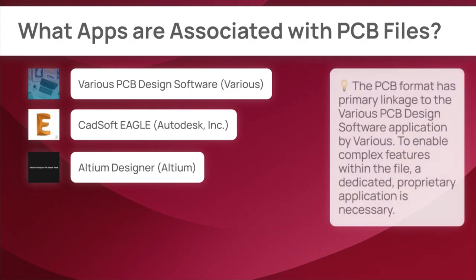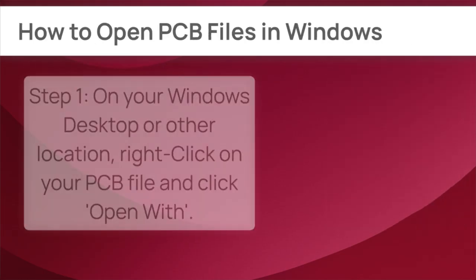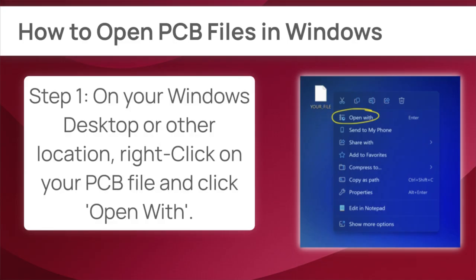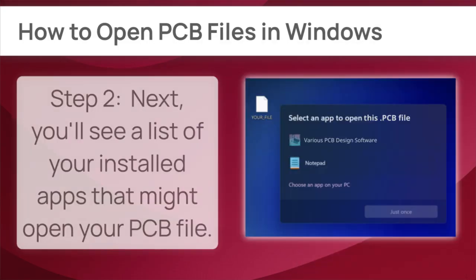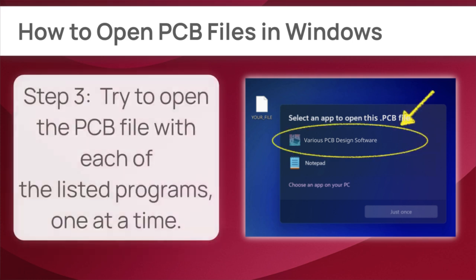Windows provides limited editing capability, so full functionality depends on dedicated programs. Windows cannot natively activate scripts, so users need the proper execution environment. Let's address the application conflict directly. Right-click your PCB file and choose Open With. Check for various PCB design software and test it first. If it's unavailable, choose a different app. That is the simplest path to a solution.